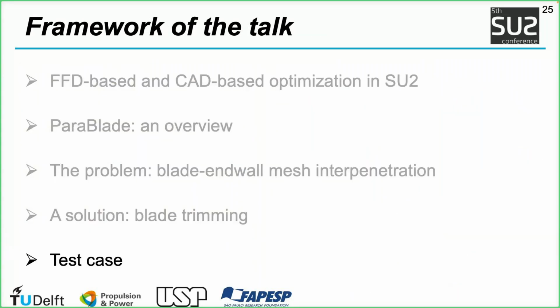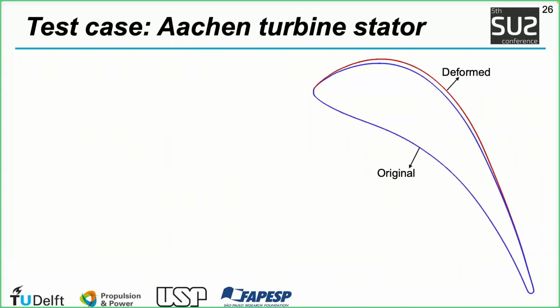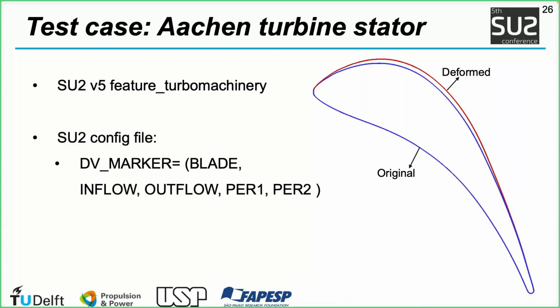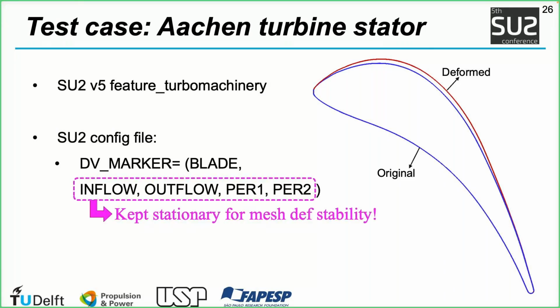So let's go for a test case to see if this worked or not. We're going to use the same test case as before, the Aachen turbine stator, using V5. And for the DV markers in the SU2 config file, I had to specify not only the blade, but also these other surfaces, which were kept stationary for mesh deformation stability. If you have any questions, I have some figures to show what happens if we don't specify that. But for this test case, this was necessary.